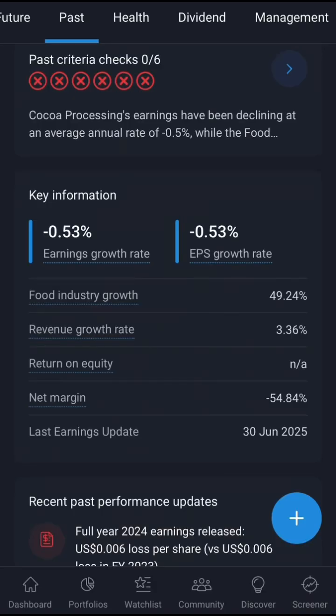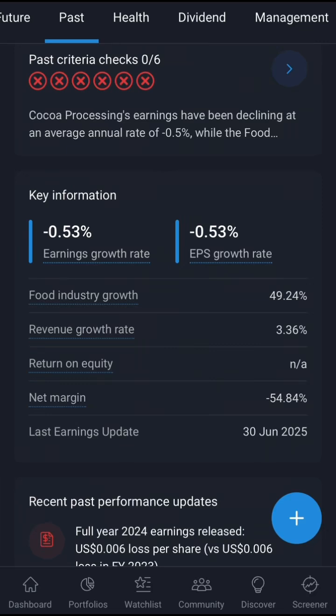Earning growth rate will tell you if the company makes profit consistently, like even within the last 3 months they've made profit, the following 3 months they've made profit. So you can see that the earning growth rate will be positive and it will be increasing as time goes on. But you can see here the Cocoa Processing Company is having minus 0.53% earning growth rate, which is bad. And then the earning per share growth rate is also minus 0.53, which is also bad. They are all negative.